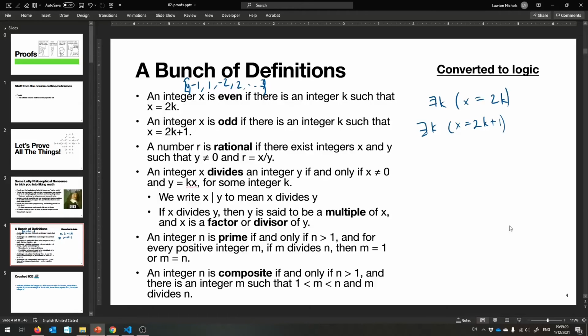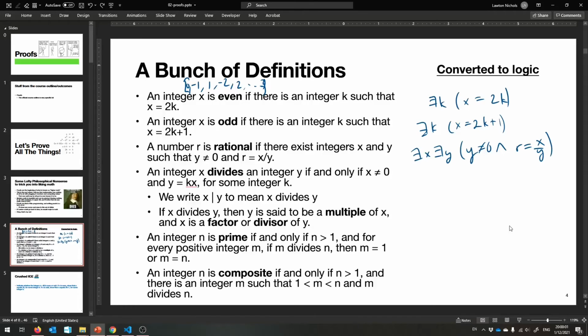And I think if you think hard enough, you'll notice that it can't be both of these at the same time. All right. A number is rational if there are integers x and y such that y is not equal to 0 and r is x over y. So it looks like this. There exists an x and there exists a y such that y is not equal to 0 and r is x over y. That's what it means to be a rational number. It is the ratio of two other whole numbers.